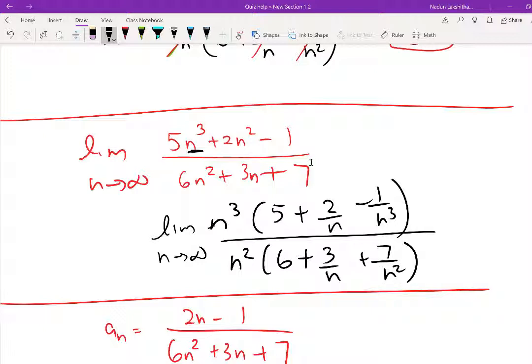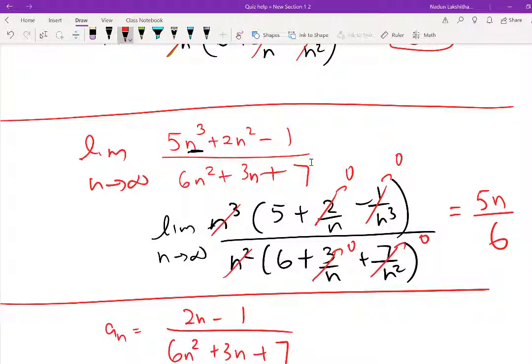Alright, now here look what happens. This term goes to 0, this term goes to 0, this term goes to 0, this term goes to 0. But here n square and n cube cancel out and leave us with an n, right? So what do we get? We will have an n in the top, so it's 5n over 6.